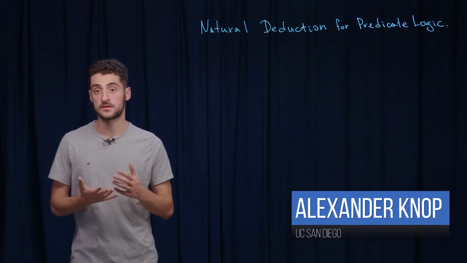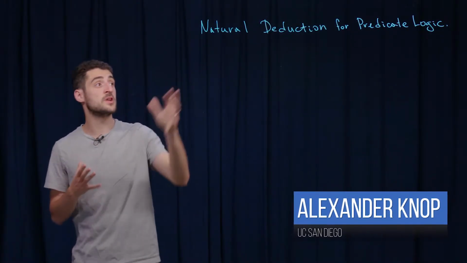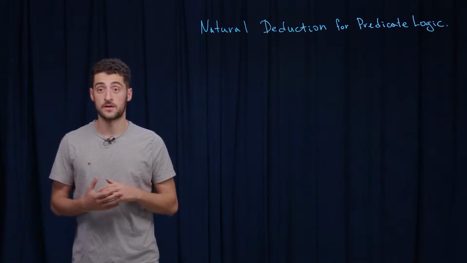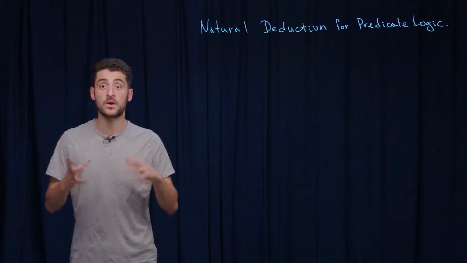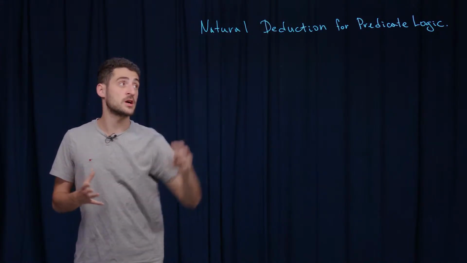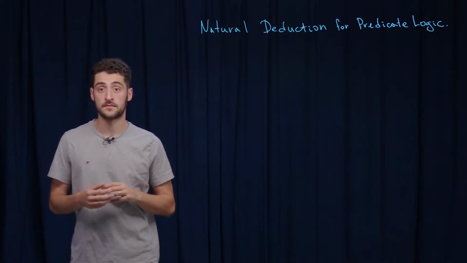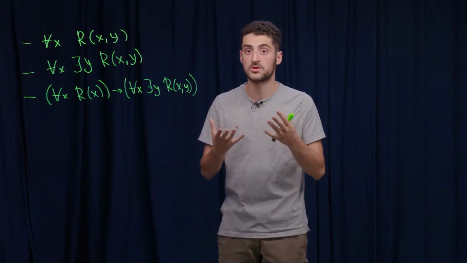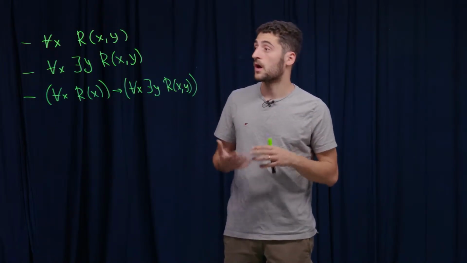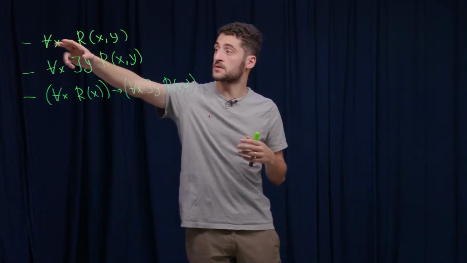Last video of this course, we are going to discuss natural deduction for predicate logic. We are going to discuss what it means to prove something and how we can modify natural deduction to work for predicate logic. First, we need to define what it means to prove and what kind of object we wish to prove. First, consider this formula.